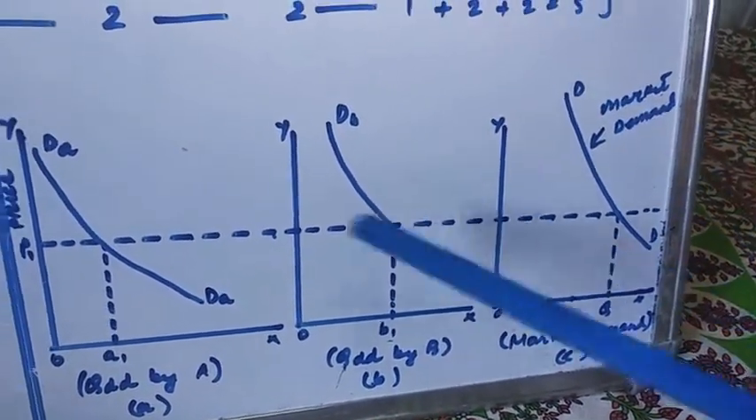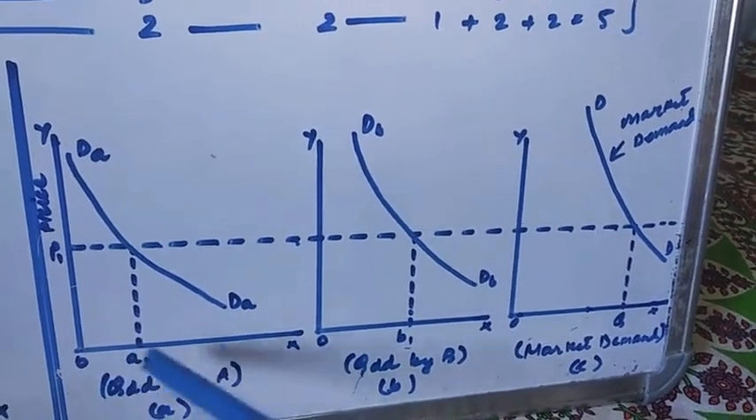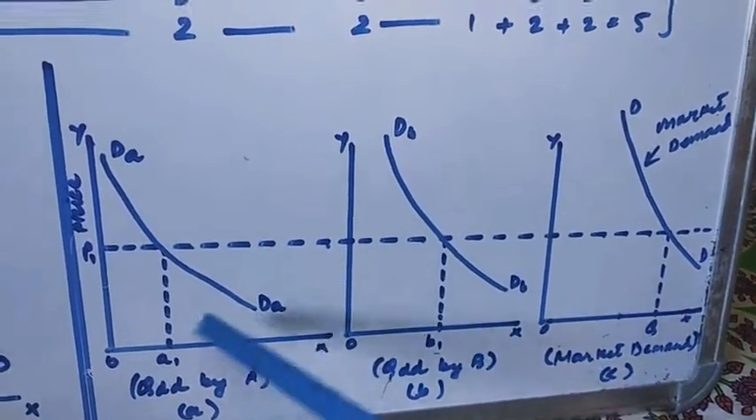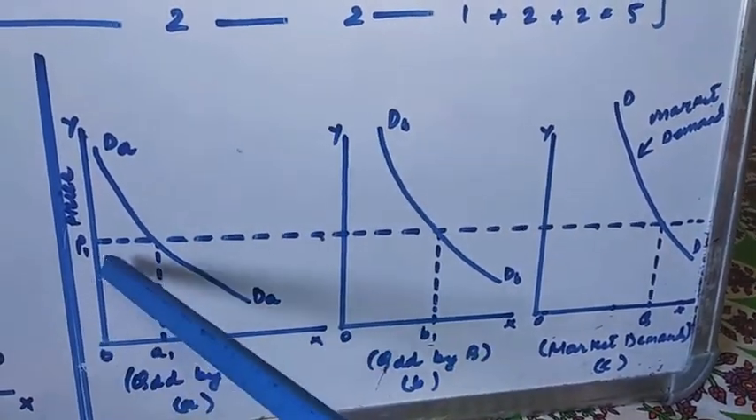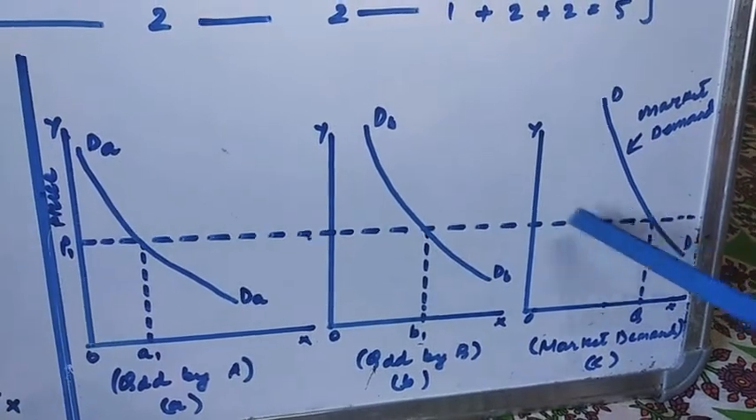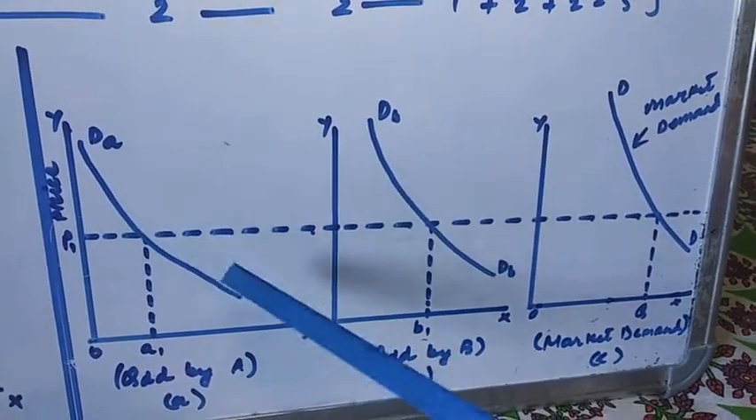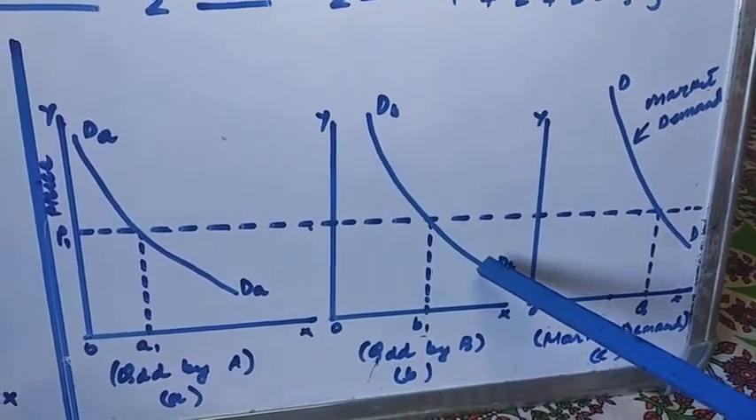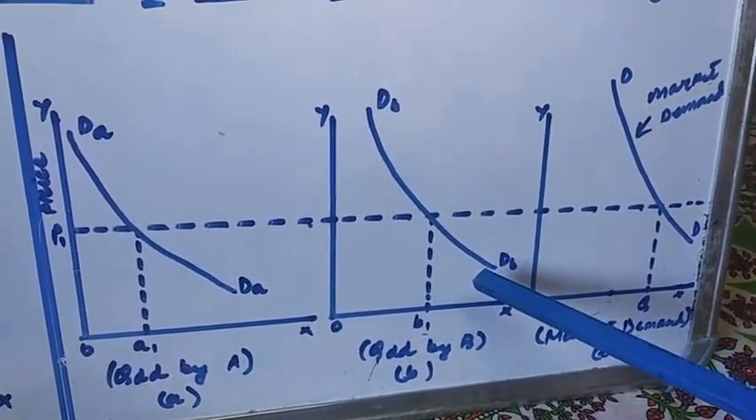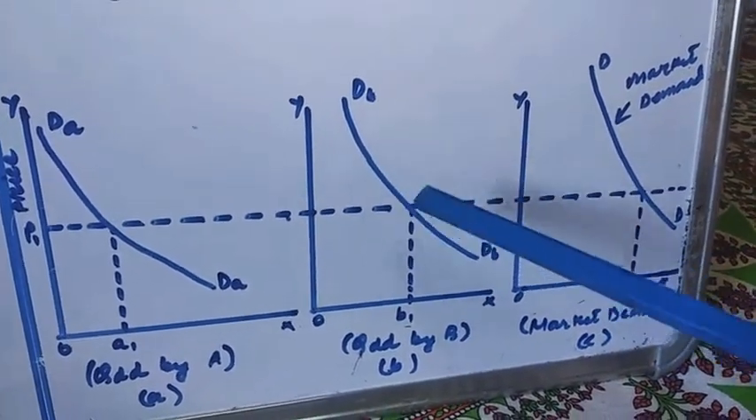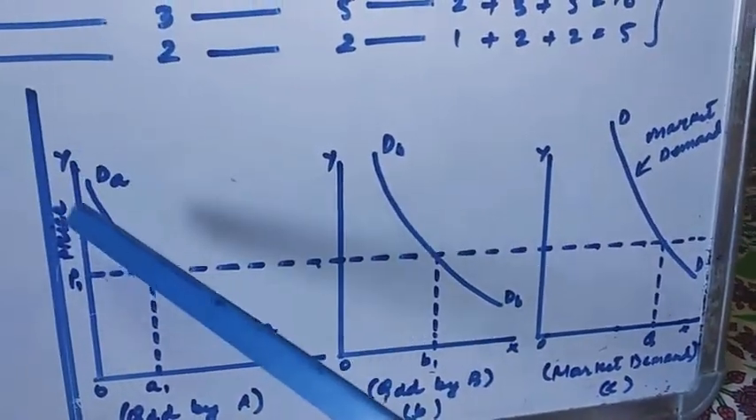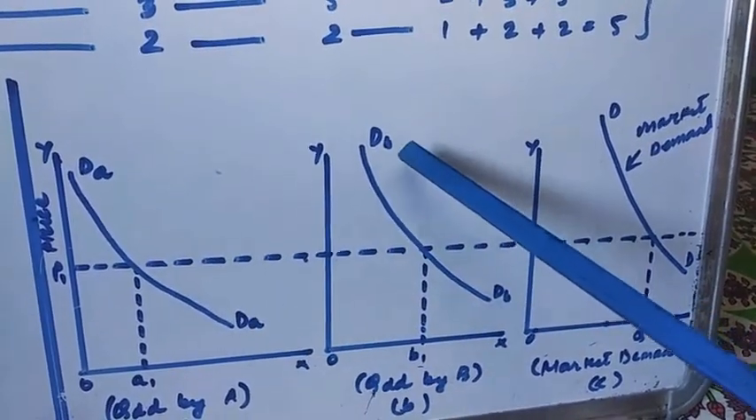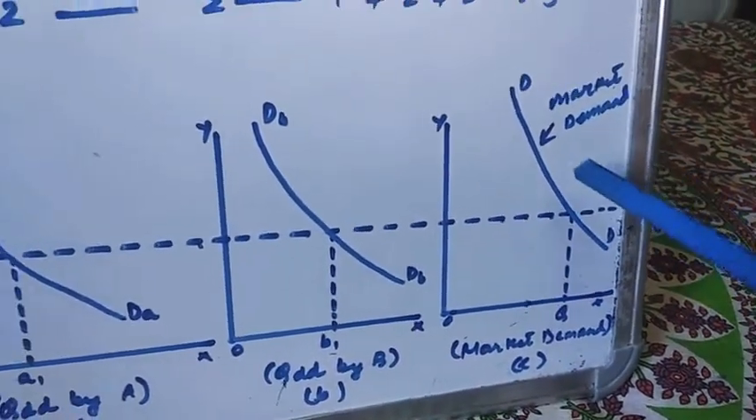that is DD. In all these graphs, we are measuring quantity demanded on the x-axis and price on the y-axis. The price is constant here at P1. DA is the demand curve for consumer A. DB is the demand curve of consumer B. Because of these two demand curves, of consumers A and B, we get DD as the market demand.